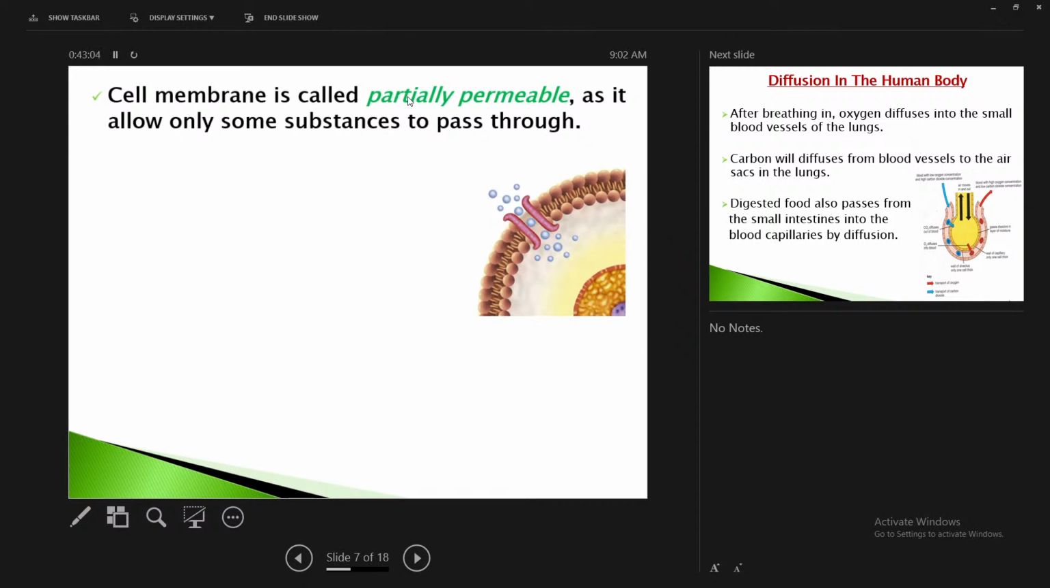Some textbooks will say semi-permeable, because the word partially means some and the word semi means some. So you can describe it as being partially permeable or semi-permeable. For example, poisonous substances: the cell membrane will try as best as possible not to allow those substances to go across.